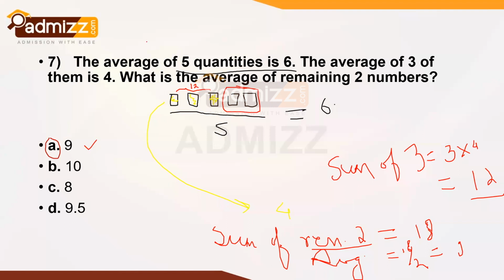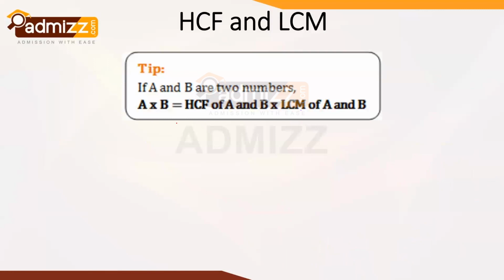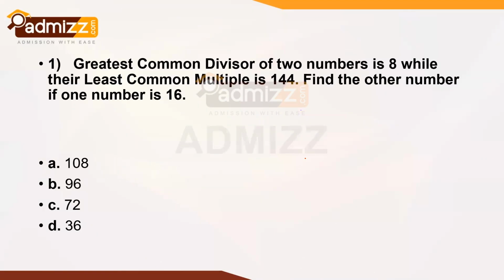Was this clear to everyone? All right, so with this done, we've come to the end of averages. Let's move on to HCF and LCM, which is even more fun. You guys can take a screenshot of this formula or note it down somewhere. This is super important once you start dealing with problems related to HCF and LCM. Assuming you have noted this down, let's quickly move on to practice problems.